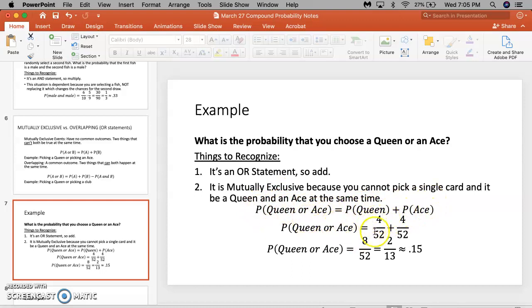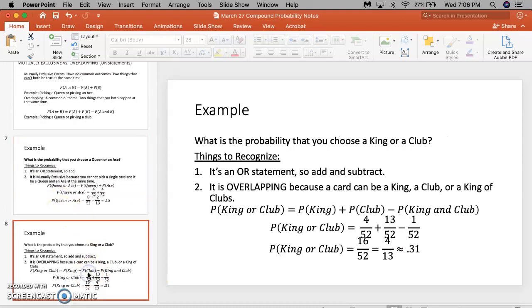So the probability of me picking a queen, there's 4 queens in a deck, so 4 divided by 52. Plus probability of picking an ace is 4 over 52. They have the same denominator, so leave them and then add your numerators. You can simplify, you can take out a 4 from each, and then you put it in your calculator and you get 0.15 as your probability. Okay, so that would be mutually exclusive. You cannot pick up a card and it be a queen and an ace. Okay, next one.